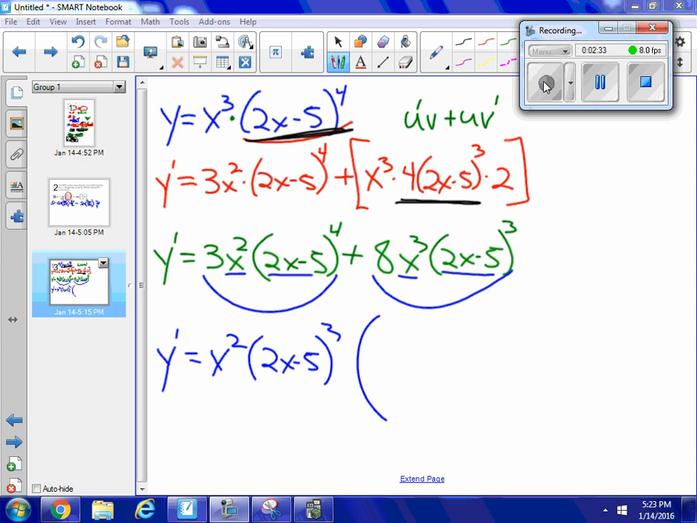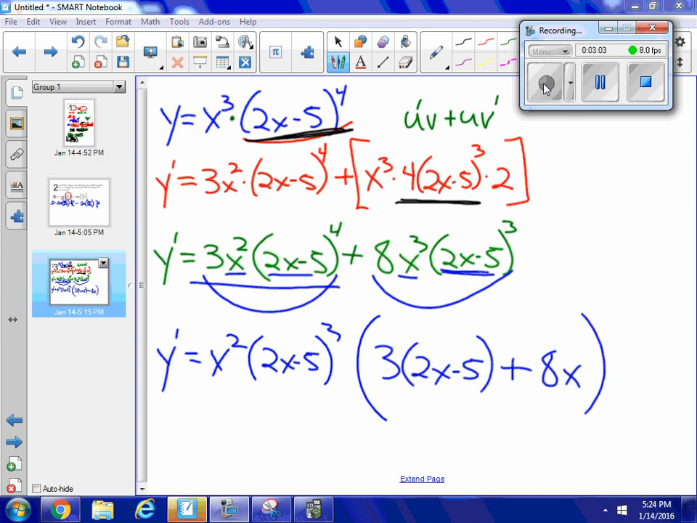And then I'm left with, in this part right here, I pulled out the x squared and the (2x minus 5) cubed. I'm left with 3 times (2x minus 5) to the first, plus, well, I pulled out an x squared, so I'm left with an 8x, because I pulled out this (2x minus 5) cubed. Pause it and take a look at that and make sure you see what I did.